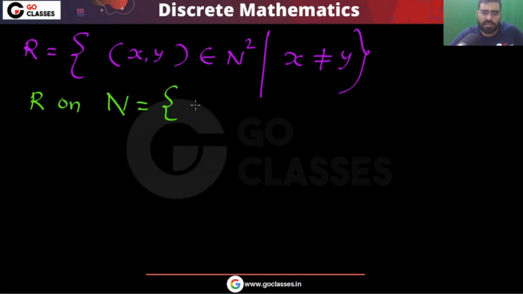What are the natural numbers? Natural numbers, you can take like 1, 2, 3 and so on. These are the natural numbers. Either 0 is a natural number or 0 is not a natural number. That is your choice. In this question, it does not matter.